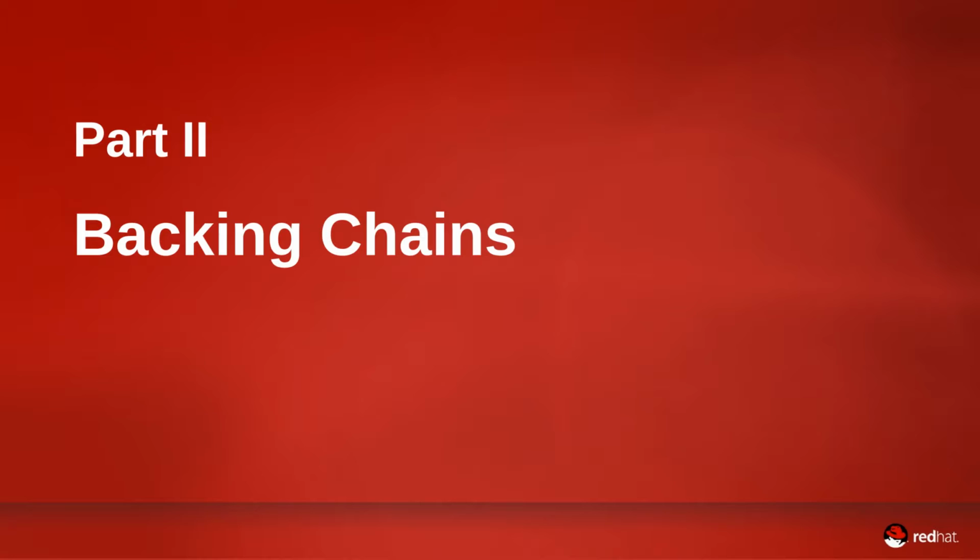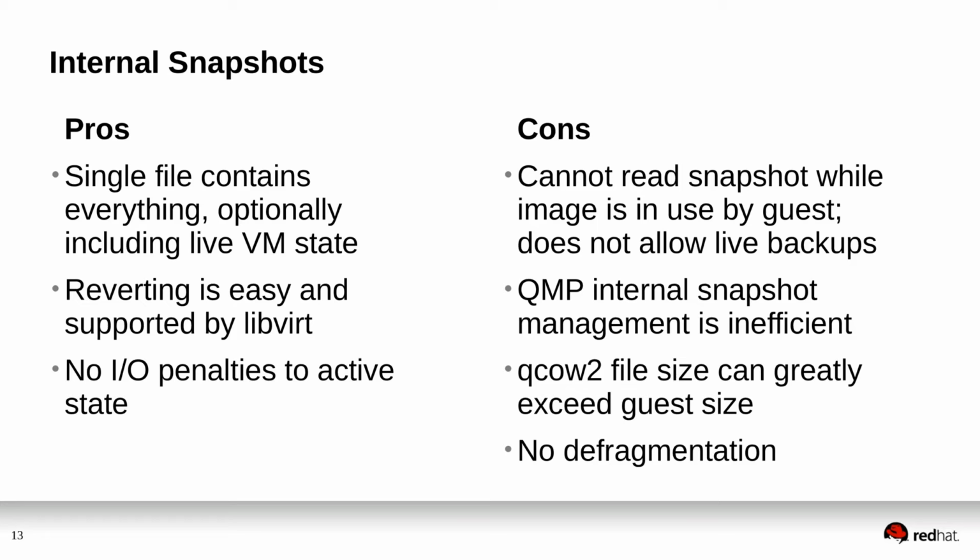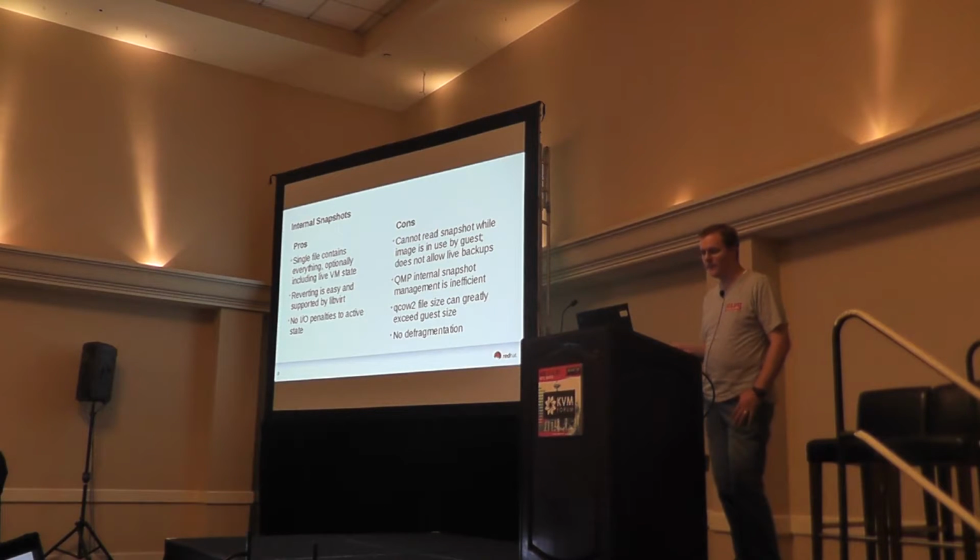So now we have a little bit of a view of what a qcow2 file does. Let's look at how we can arrange it. I mentioned both internal and external snapshots. Let's compare them. With internal snapshots, you have one file that contains everything related to the guest. You can even include live VM state, take a snapshot of a running guest, move the file to a different machine, reload that state, and your guest resumes execution as if it had never shut down, except for the clock skew.